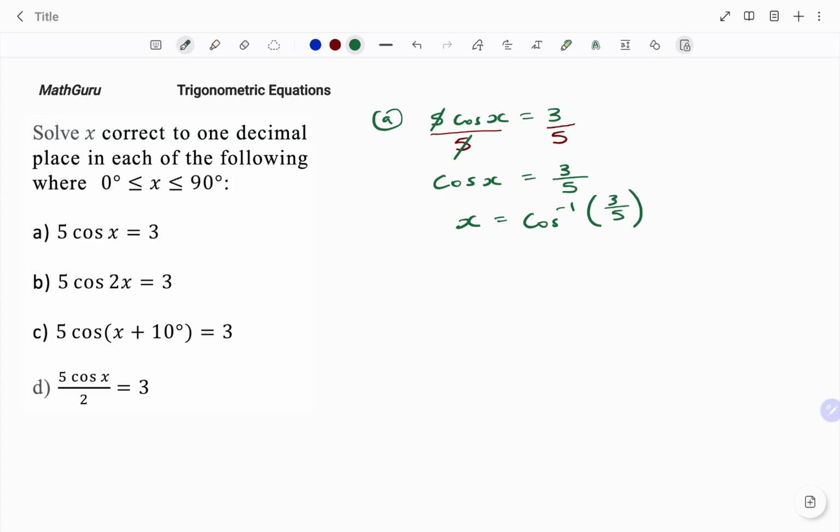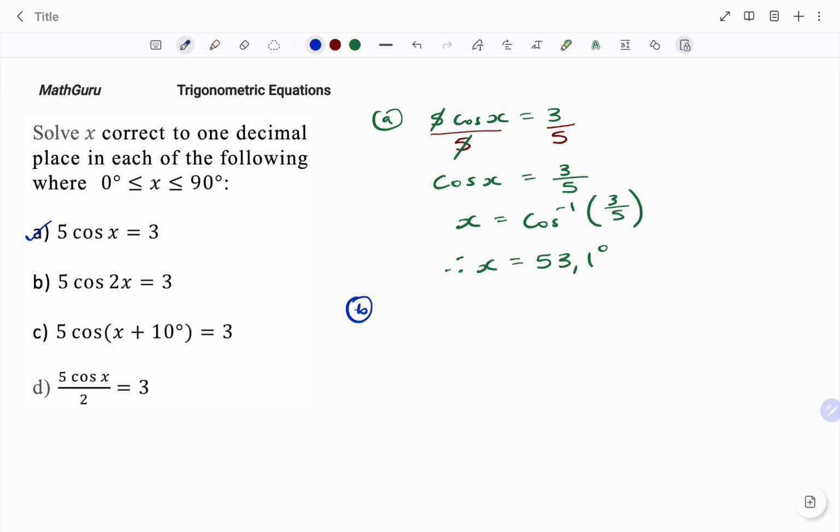The arc cos is the second function of your cos button on your calculator, and if you punch that in, I'm going to have x equals 53.1 degrees. That's to one decimal place as stated in the question.